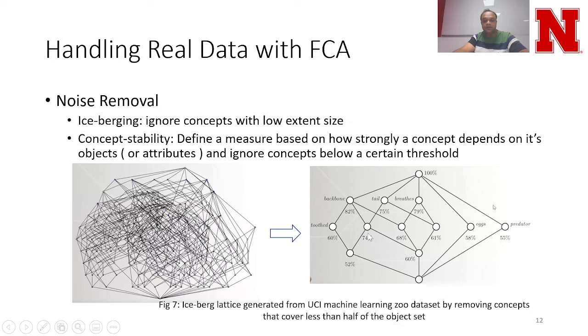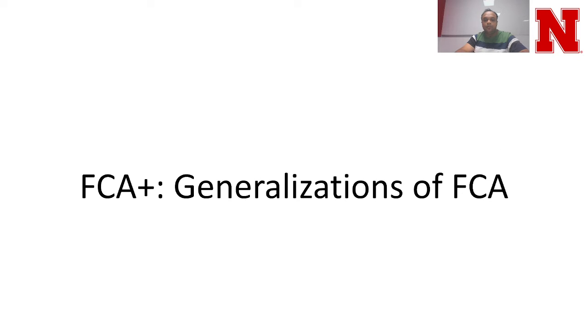So that's about iceberging. There is also another way of iceberging or noise removal: for every concept we could define a stability measure based on certain factors, maybe the objects or attributes, and then ignore or remove concepts below a certain threshold. It is similar to iceberging, but the concept stability measure can vary from domain to domain or situation. So these were the important ways of handling real data.